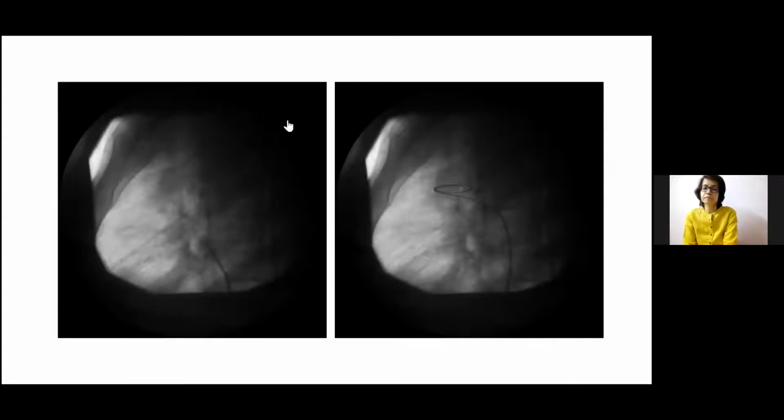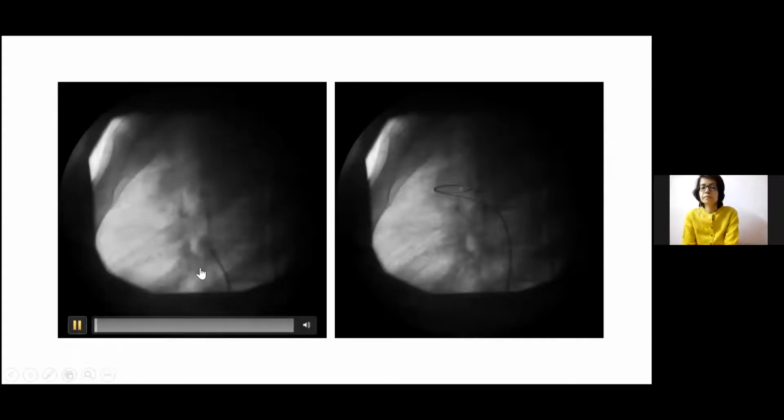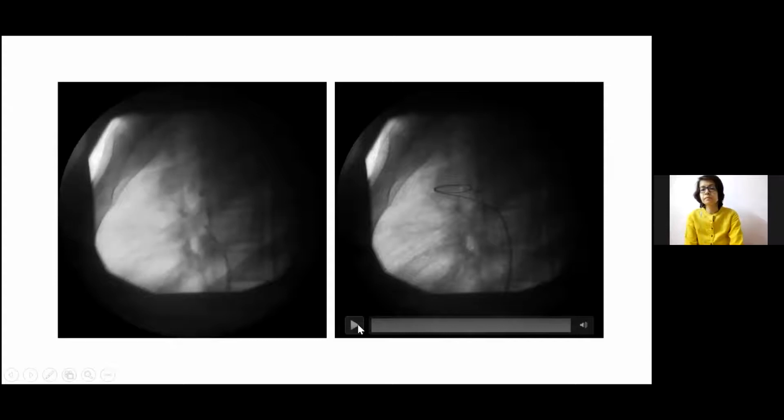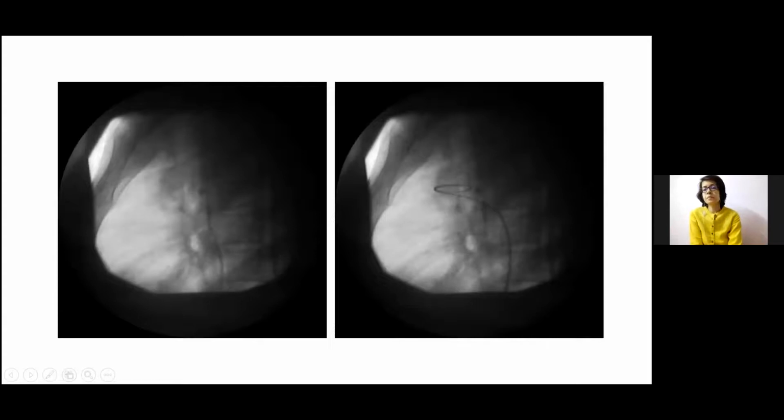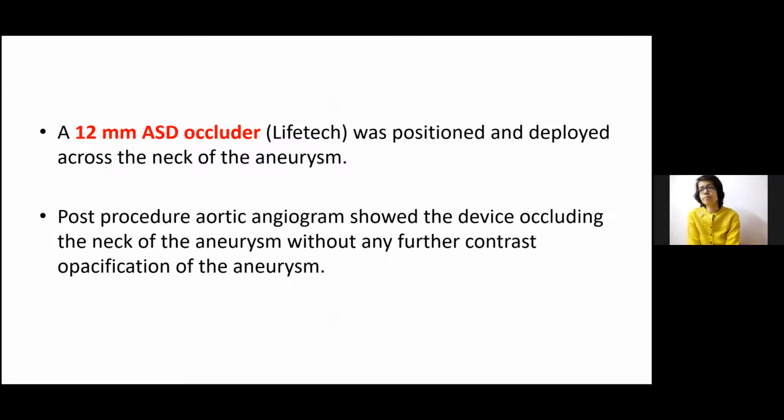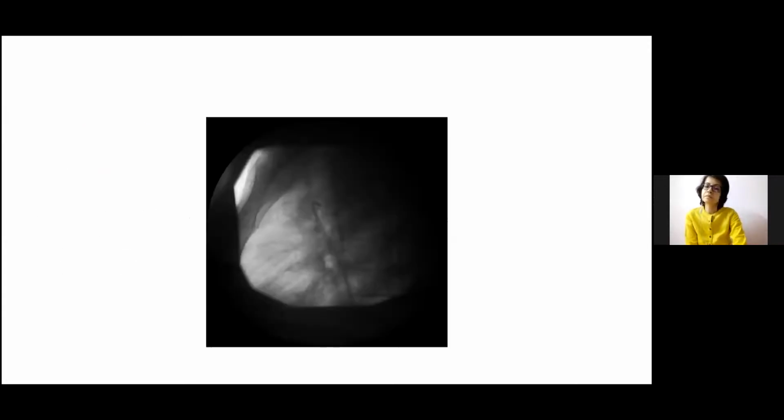And these are the angiograms which we took. A 5-French multipurpose catheter actually helped us to accomplish this particular movement, and this is the J-tip Terumo wire sitting inside the aneurysm, which helped us to railroad the ACE device delivery system. So a 12 mm ACE device from Lifetech was positioned and deployed across the neck of the aneurysm, and the post-procedure aortic angiogram showed the device occluding the neck of the aneurysm without any further contrast opacification of the aneurysm.